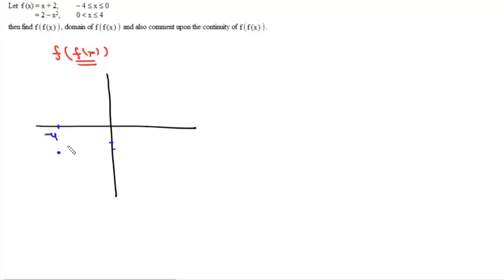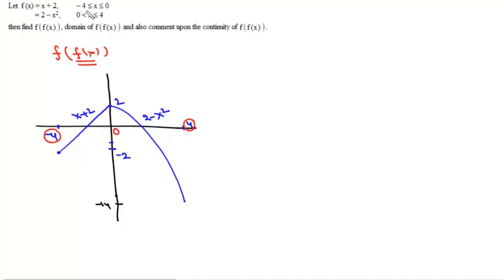And when x is 0, this value is plus 2. So this is minus 2 and this is plus 2. And here when x is 0, this is 2. And when x is 4, this is minus 14. So at 4, this is supposed to be minus 14, not to scale. So here this definition is x plus 2, and here this definition is 2 minus x square, and there is a definition change at this point 0, and the boundary points are minus 4 and plus 4.